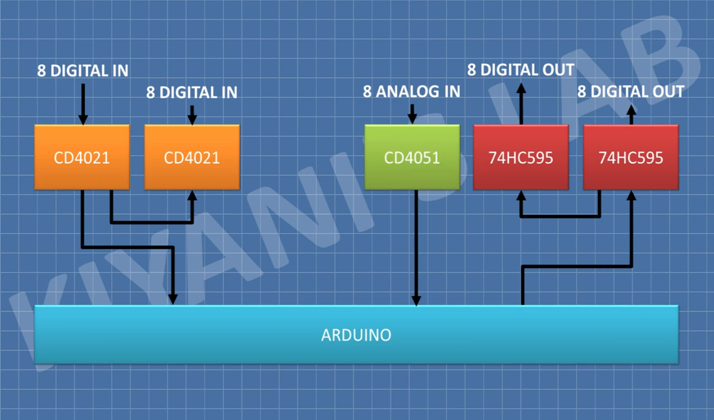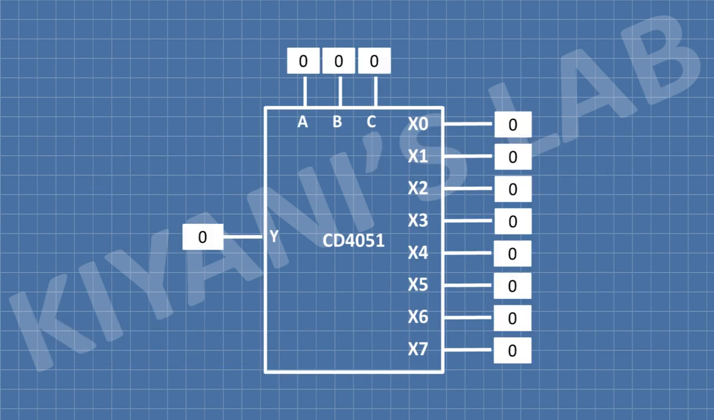Now let's see how we can expand the analog input pins of Arduino. For that, I have used the CD4051 chip, which is an 8-channel analog multiplexer. It has 3 address pins, 1 analog out pin, and 8 analog in pins. If we want to receive 8 different analog values, we give the address of a specific channel and receive the value of that channel. After that, the received value is stored in a variable. And then we receive the analog value from the next address and store it in a different variable.